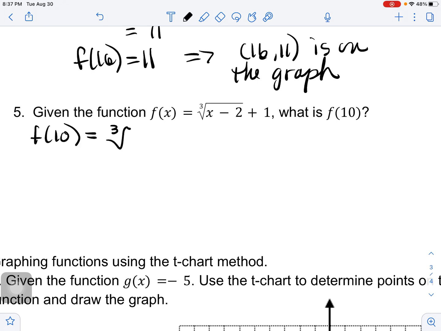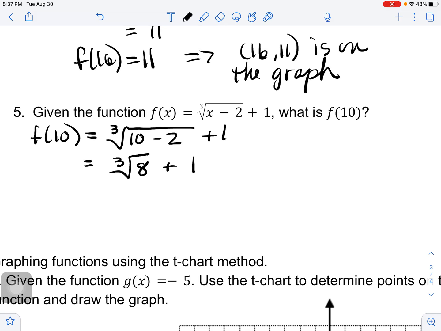So that's going to be the cube root of 10 subtract 2 plus 1. Cube root of 8 plus 1. Where will you find cube root on your calculator? It's on the graphing calculator, and it's under the math menu. Not sure exactly which. I think it might be math 4.